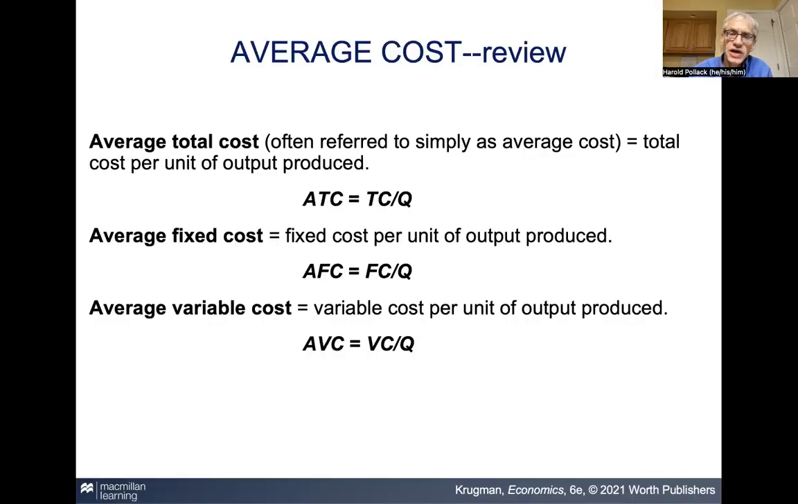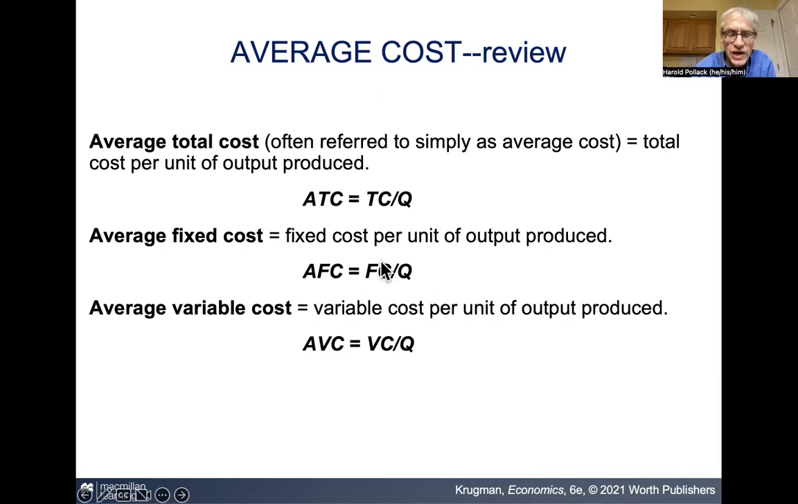The average total cost is just the total cost divided by the quantity produced. Average fixed cost is the fixed cost divided by the quantity produced. You can see the average fixed cost coming down, and the average variable cost is the variable cost over Q.